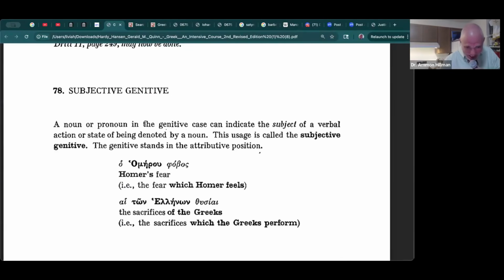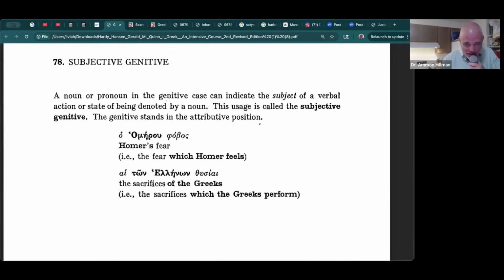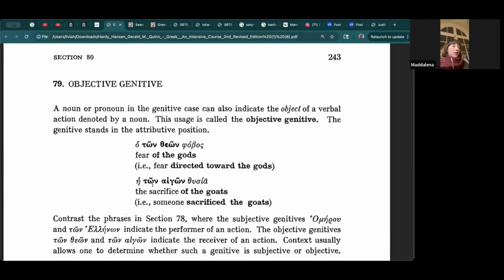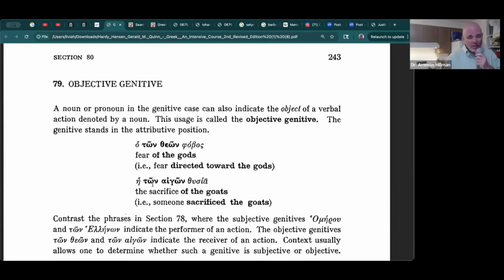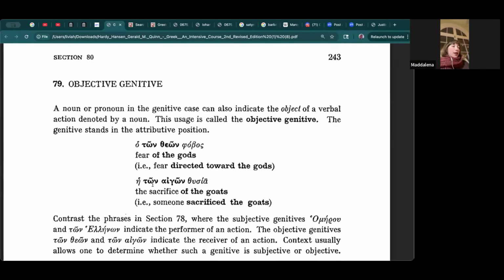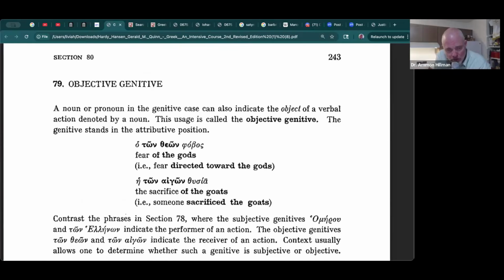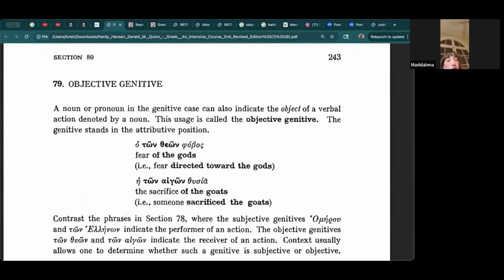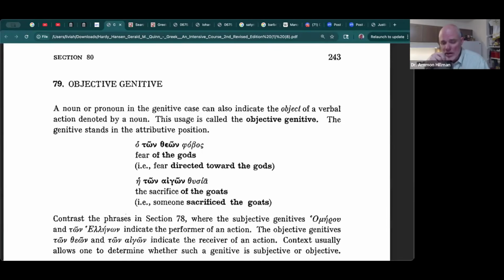Right? Because the subjective genitive is in the genitive, and the objective genitive is in the genitive. So, how can you tell the difference, right? The context is really going to give you the difference. If you see, like on page 243, ho ton theon phobos, the fear of the gods, just translated as the fear of the gods. You don't have to tell me, because we're speaking barbarian. You don't have to tell me that that's what's going on. You don't have to specify it.